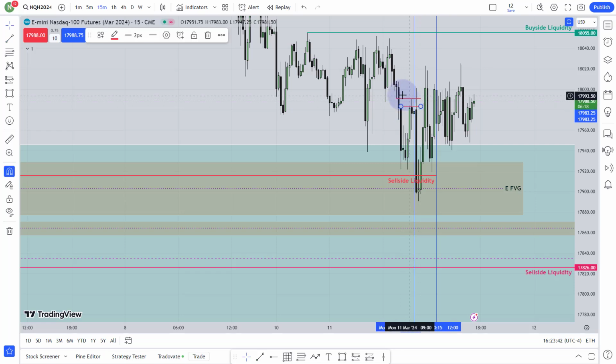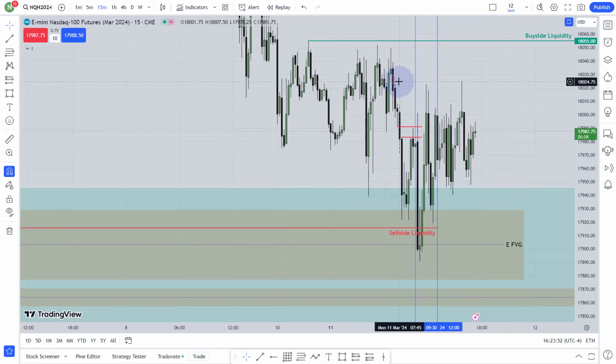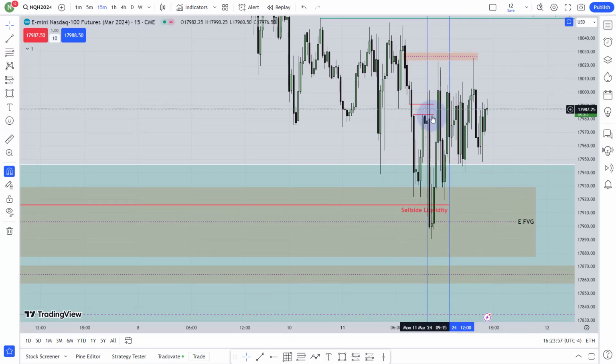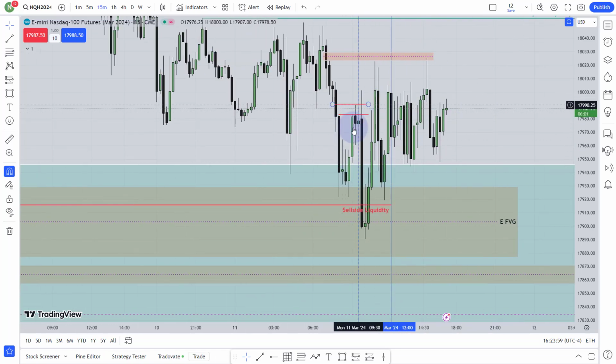Around that area, this is the entry fair value gap. I have the last fair value gap over here, so I'm going to mark that last fair value gap as well. So this is the last fair value gap from the 15-minute chart. So I'm going to mark it over here. So I'm now going to the 1-minute chart and I will see if I can have any opportunity to take a sell.